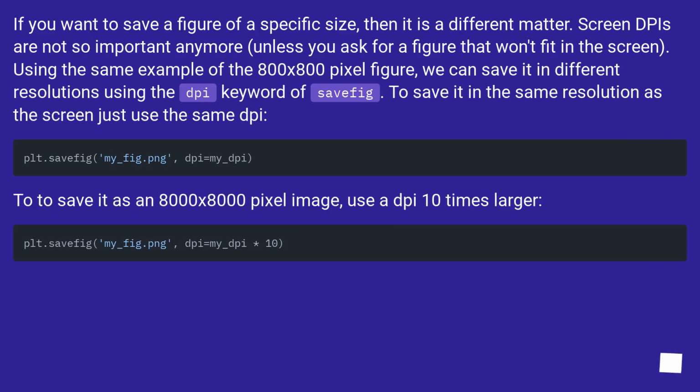If you want to save a figure of a specific size, then it is a different matter. Screen DPIs are not so important anymore, unless you ask for a figure that won't fit in the screen. Using the same example of the 800 by 800 pixel figure, we can save it in different resolutions using the DPI keyword of savefig. To save it in the same resolution as the screen, just use the same DPI. To save it as an 8000 by 8000 pixel image, use a DPI 10 times larger.